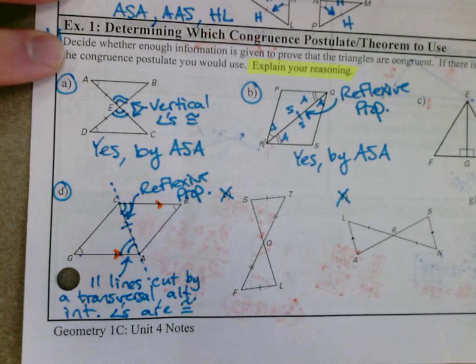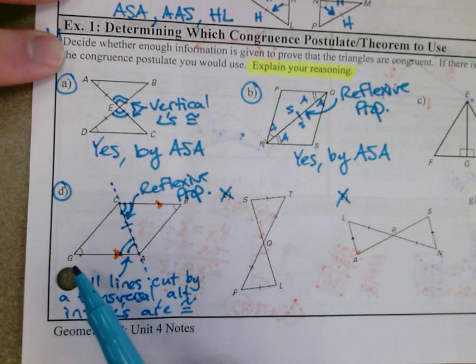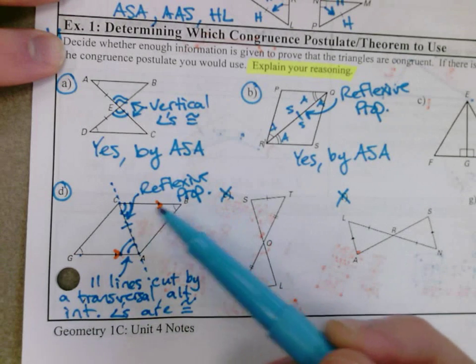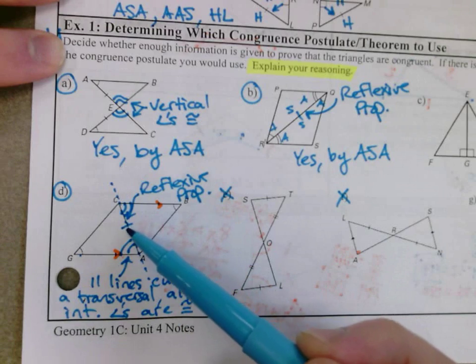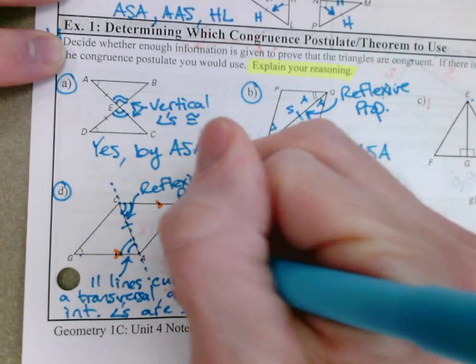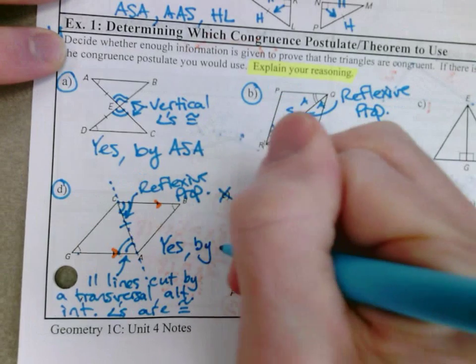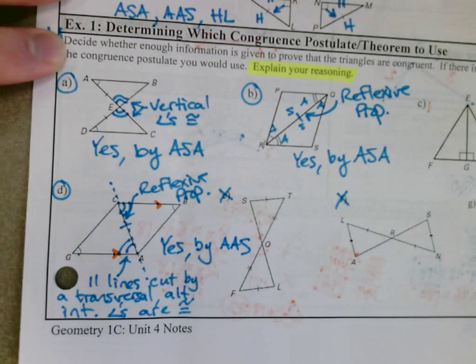So now when we take a look, we have three different markings in there. We have an angle, angle, and a side that is not included between those angles, congruent to an angle, angle, and once again a side that is not included. So that means that we could finally say yes, these triangles must be congruent, and that's by AAS.